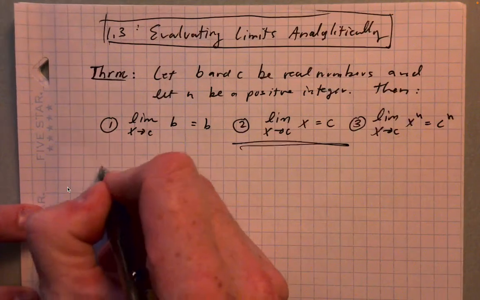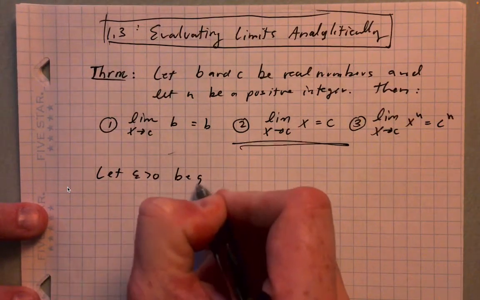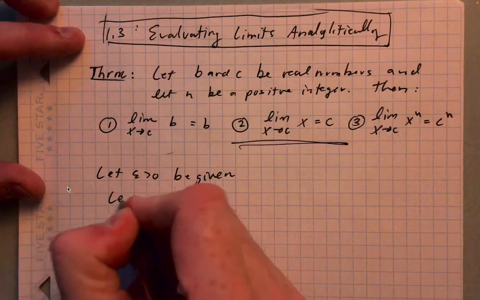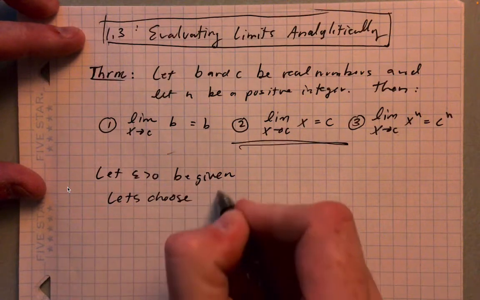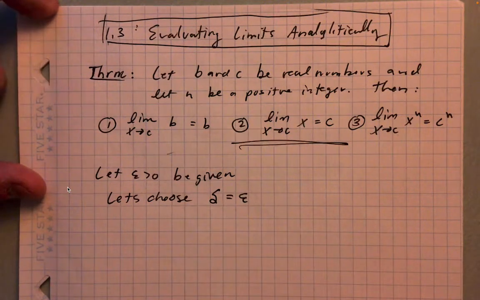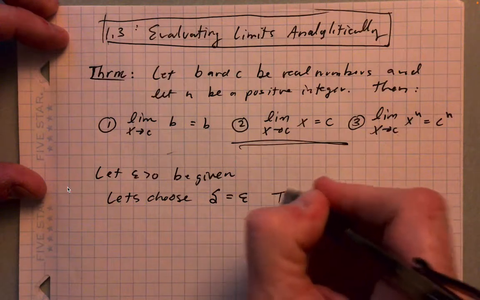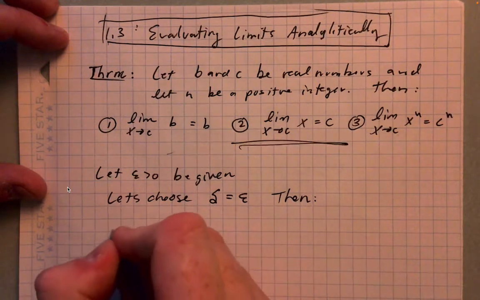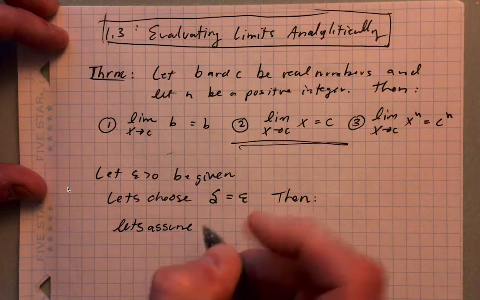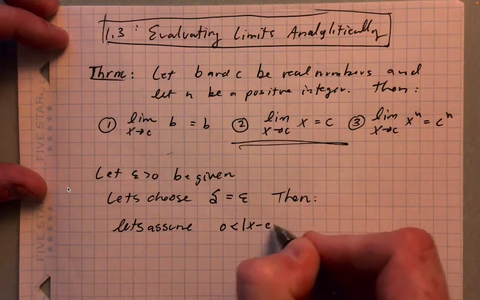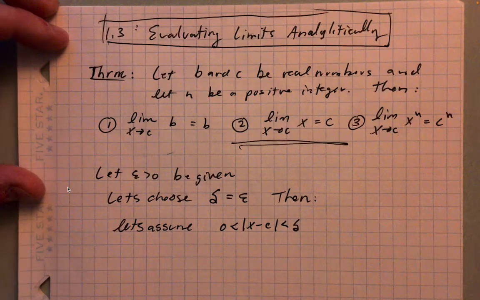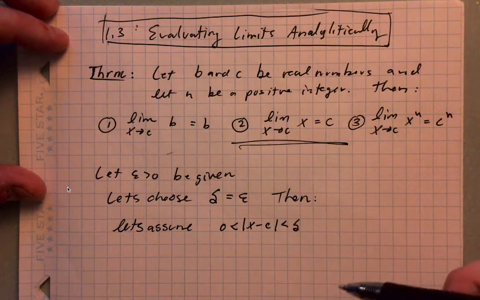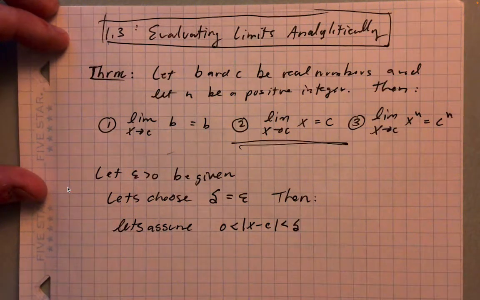So as we saw before, let epsilon greater than 0 be given. Okay, and then let's go ahead and choose delta equal to epsilon. Okay. All right. So then let's assume that 0 is less than |x minus c|, which is less than delta. Okay. And we'll just need to show then that the value of the function, |f(x) minus the limit c|, is less than epsilon. Well, that's obviously true, right?